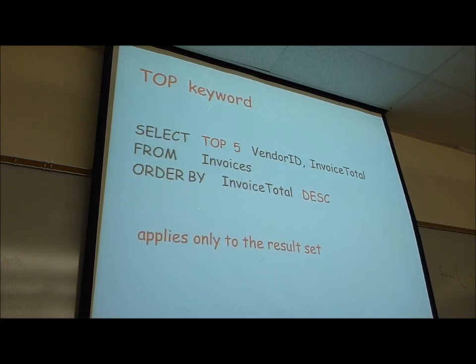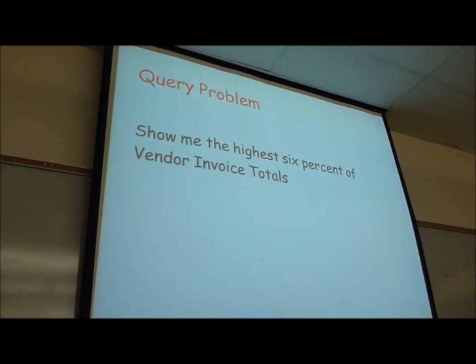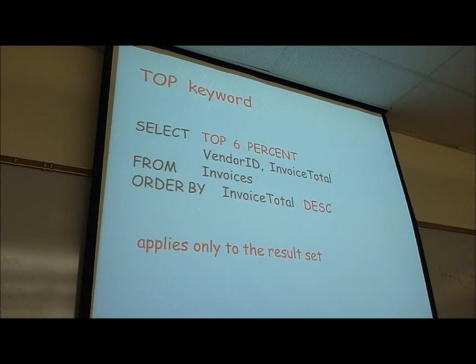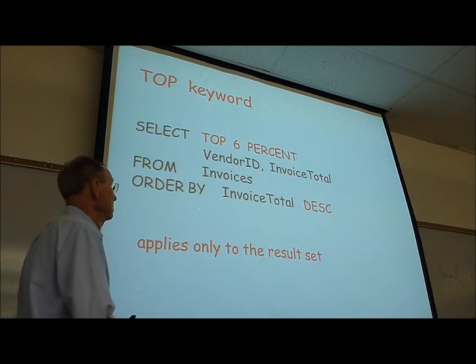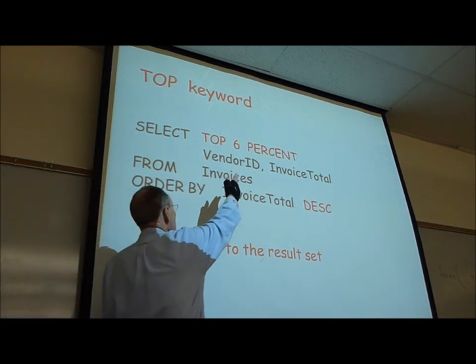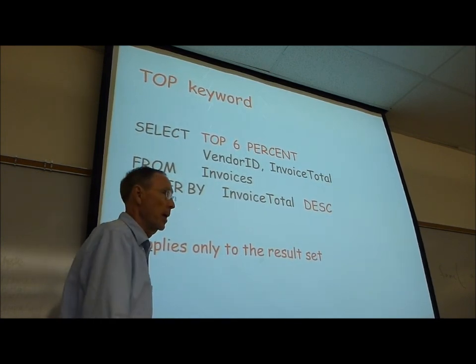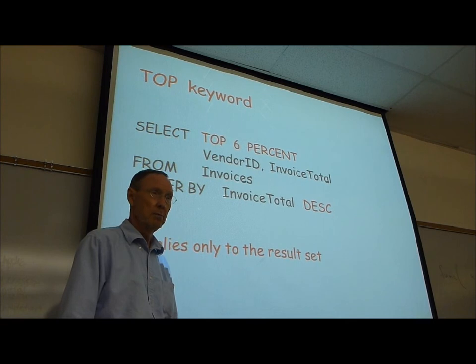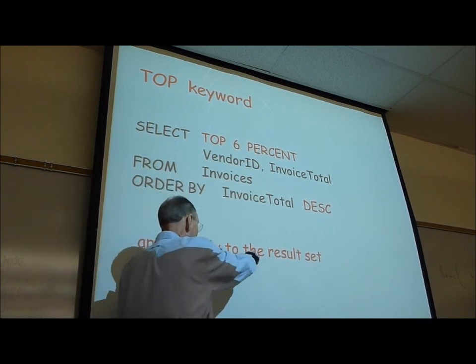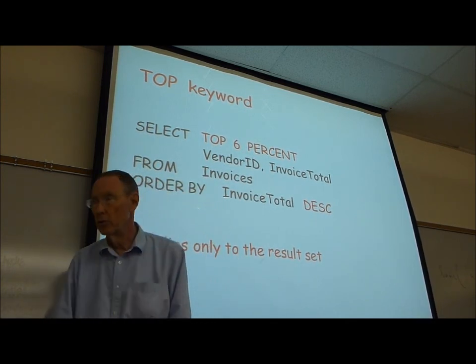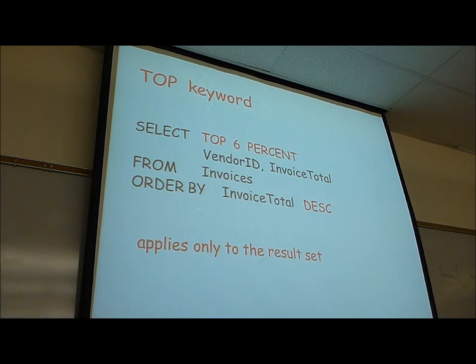Now, let's look at another example. I have the top 5 records. I can always do this by percentage. So I can look at the highest 6% of the invoice total. And if I do something like that, I use top 6%. Same logic applies here. You're always going to have an order by clause of some sort, on the column that's of interest to you.